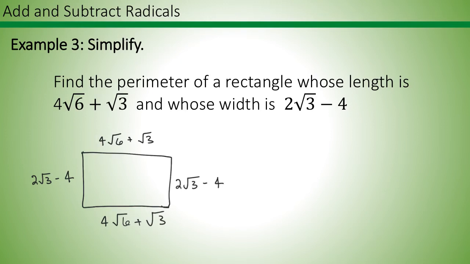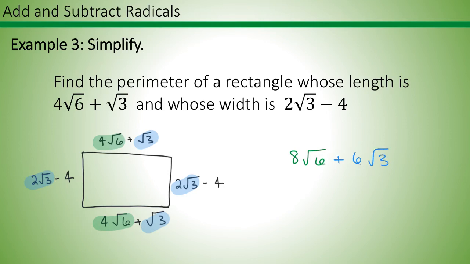Okay, so if I want to find the perimeter of something, I'm just going to add everything together. Okay, so I'm adding all these things together. So let's start with root 6's. So I have 4 root 6 and 4 root 6. So that means that I have 8 of those. So we have 8 square root of 6. Okay, next let's look at our root 3's. So I have 2 root 3 plus root 3 plus 2 root 3 plus root 3. So there are 6 of those. So we have plus 6 root 3.